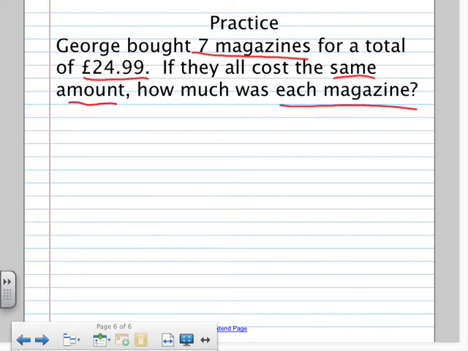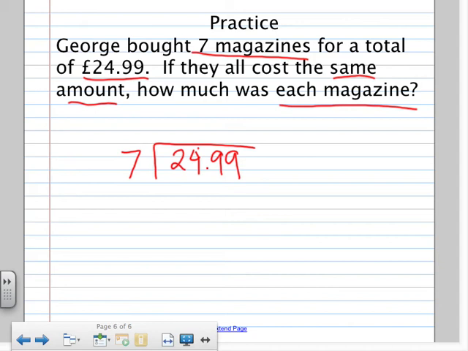So we're trying to figure out how much each magazine cost, okay? Before, each meant we were multiplying because we were trying to find the total. That's when you're multiplying. If you know how much each magazine costs, you're finding a total. Well, now we have the total, and I want to take that total, and I want to divide it to find out how much each one was, okay? So when you're talking about dividing, you're always going to divide the total by how many there were. The total was $24.99, so I'm dividing it by 7.